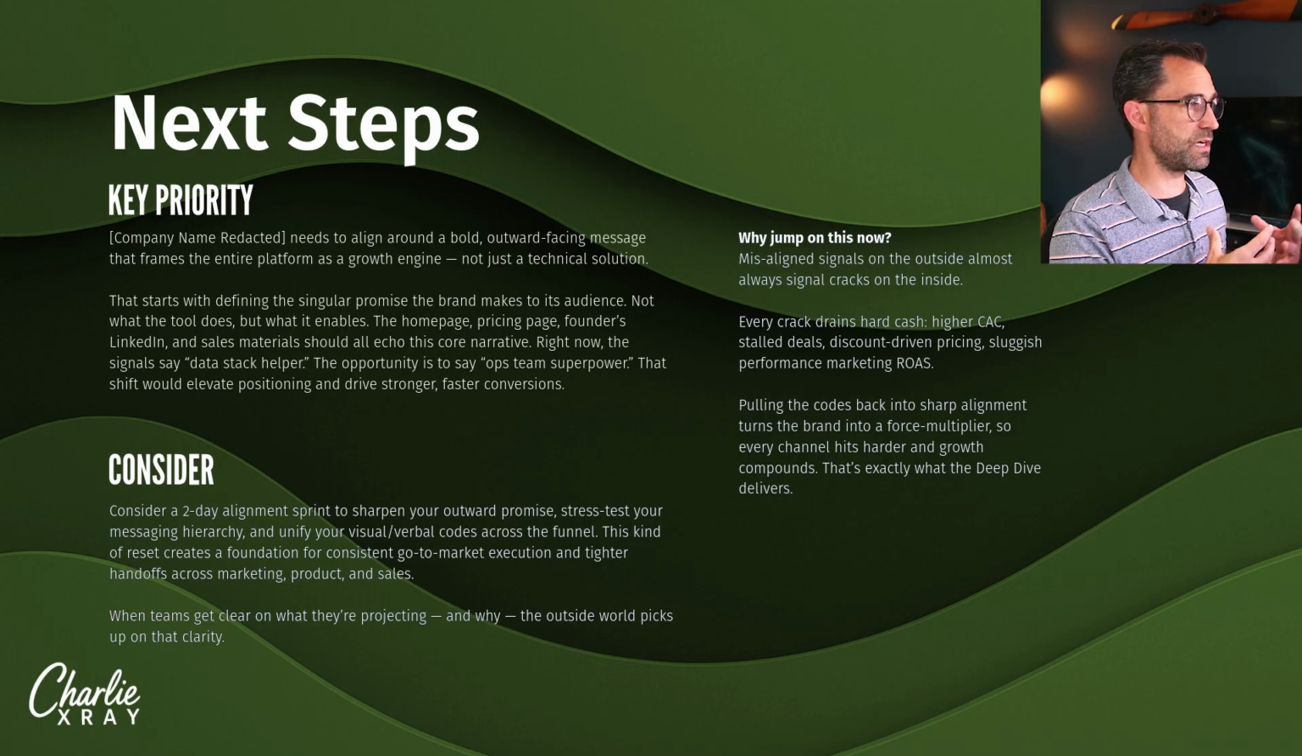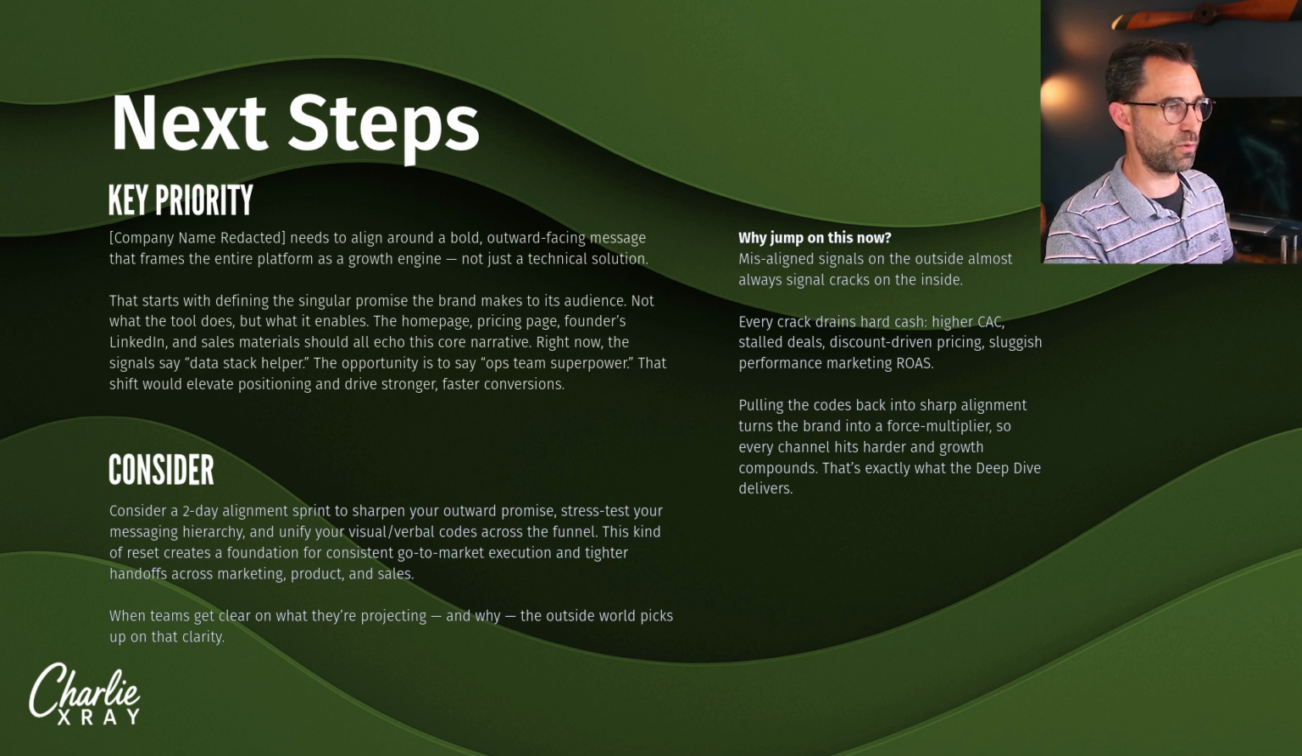What this brand signal scan then does is aim to give you a key priority. So for these guys, it's all about aligning around their outward message. They've got to get an idea of what the product exists for. It's a growth engine, not necessarily just a technical solution. And that starts with defining a single promise. You don't need to talk about necessarily what the tool does, but what it enables, and get this across all of their platforms.